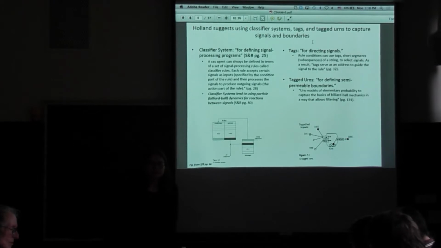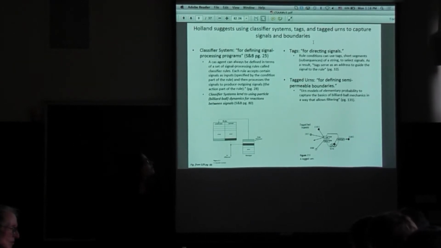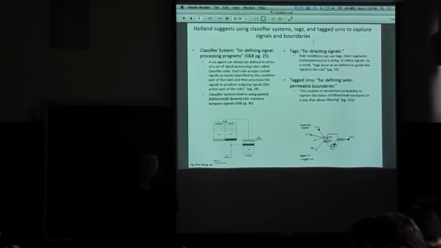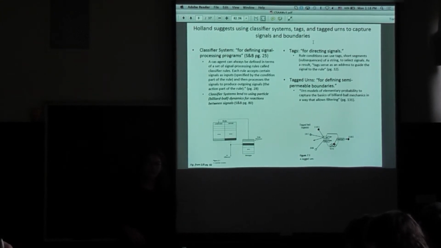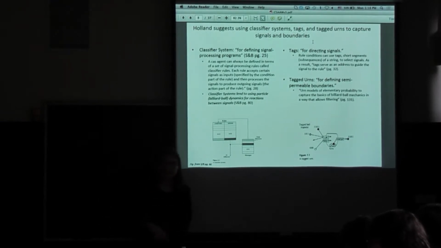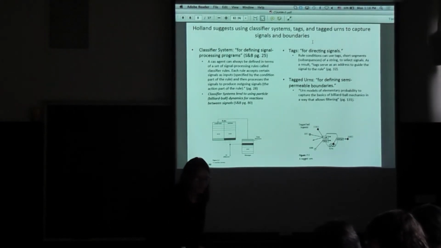So a classifier system is used for defining signal processing programs, such as the agent's entry and exit conditions, and also the reactions that will take place. Tags are used for directing signals, and tags are also used to define the semi-permeable boundaries of the entry and exit conditions. I'm going to explain what all this is in a second. I'm going to go through each one just so that we're quickly on the same page.